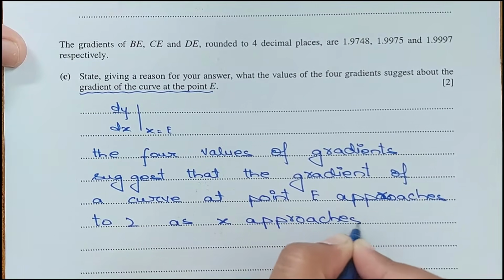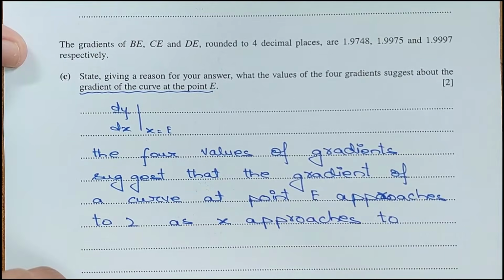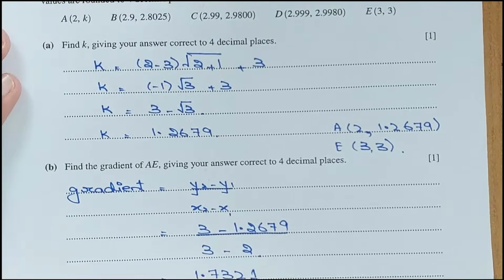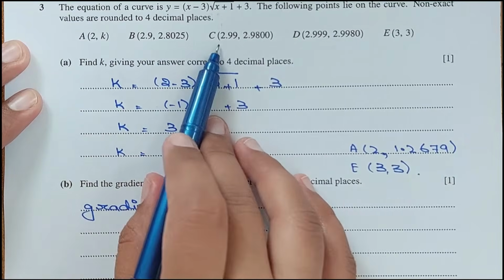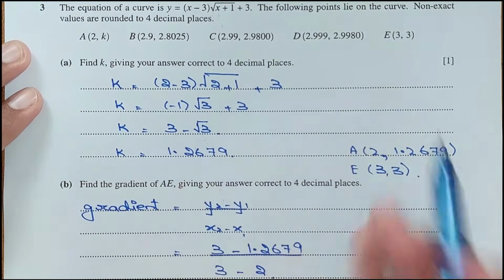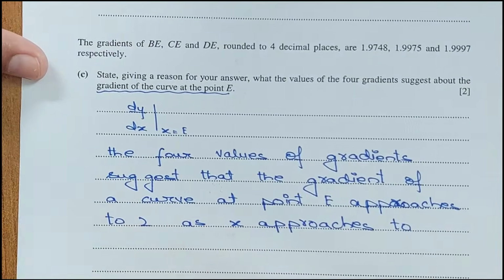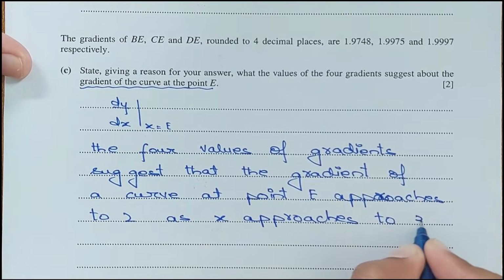approaches 3. So as you can see, all the values of x are approaching 3. For A we have 2, 2.9, 2.99, 2.999, and E is already 3. So as x approaches 3, right.